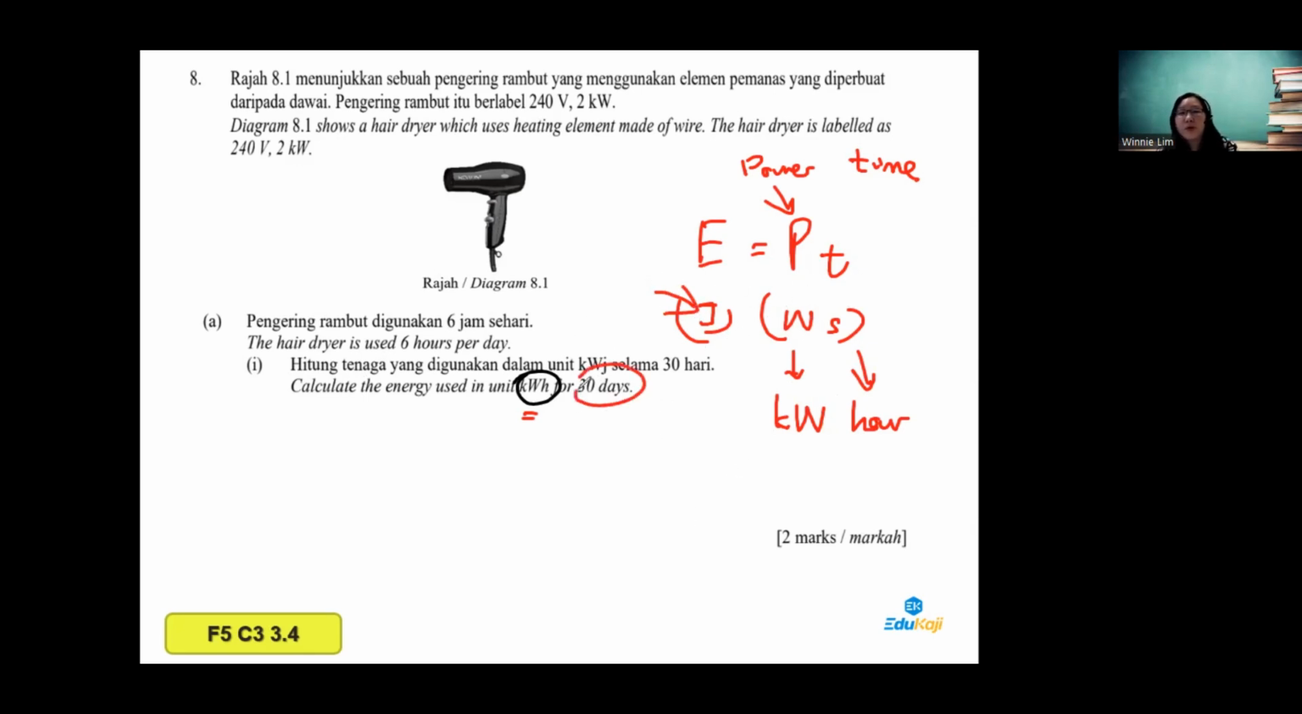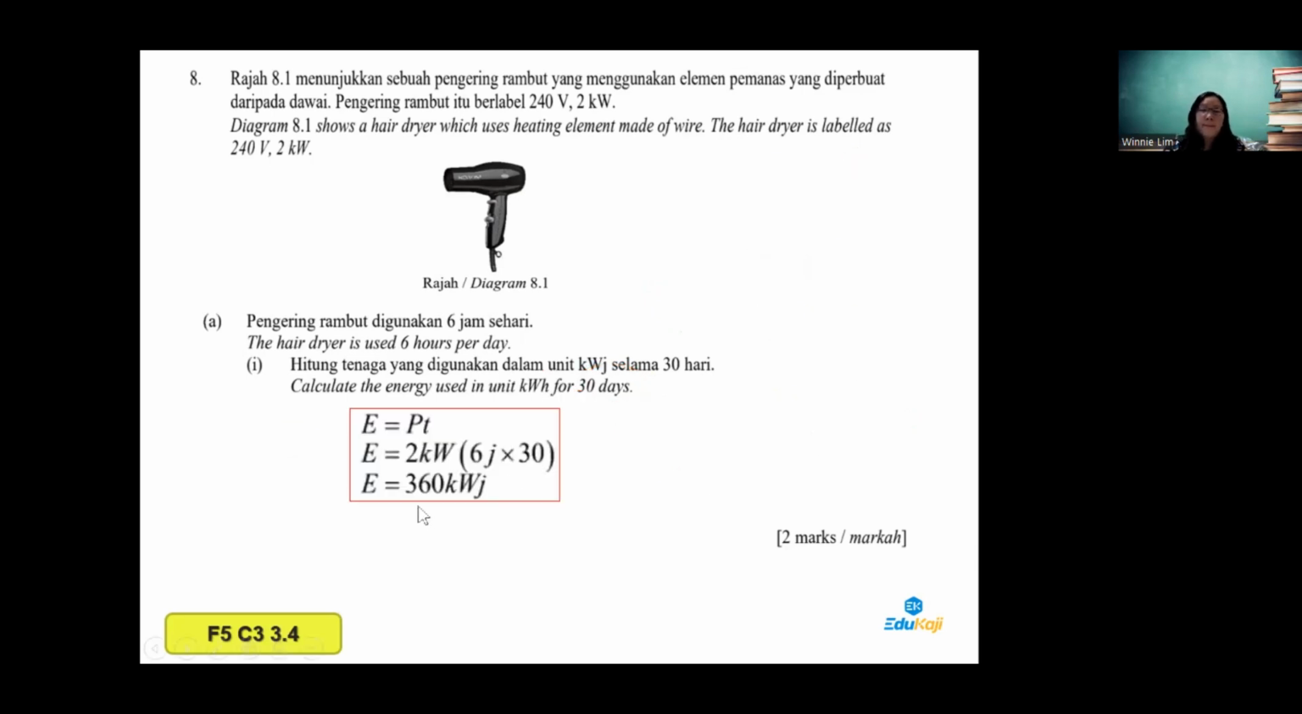Then of course they want it for 30 days. So first, you find the unit of energy. How many units of energy? The power is already 2 kilowatt, so no problem. 30 days is how many hours? 30 times 24. So this is in terms of hour, and this one is in terms of kilowatt. Notice or not? So you have your answer in kilowatt hour already. So you have 360 kilowatt hour.